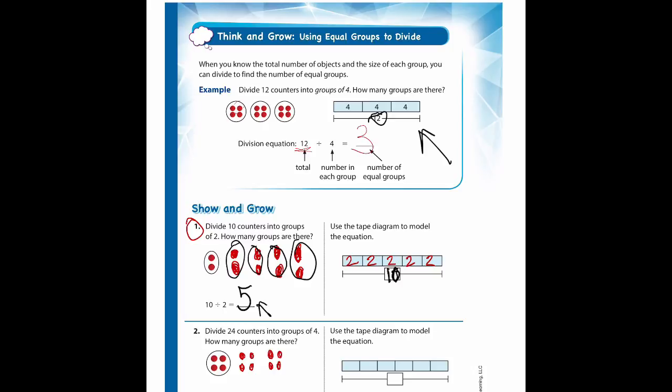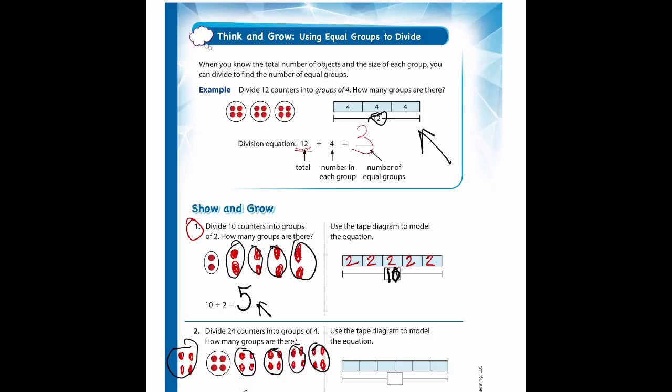So 1, 2, 3, 4, 5, 6, 7, 8, 9, 10, 11, 12, 13, 14, 15, 16, 17, 18, 19, 20. Whoops, I'm out of room. I'm going over here. 21, 22, 23, 24. Okay, so now I'm going to draw my circles around. 1, 2, 3, 4, 5, 6. So here I have 6 groups of 4.